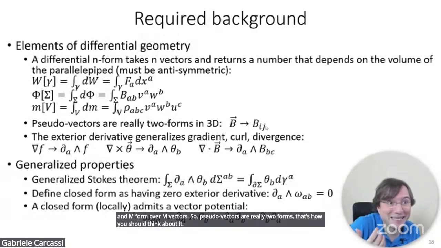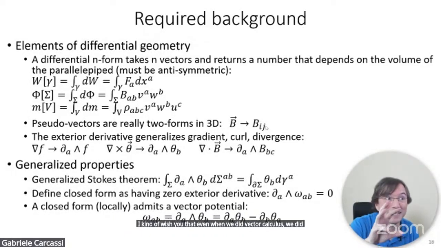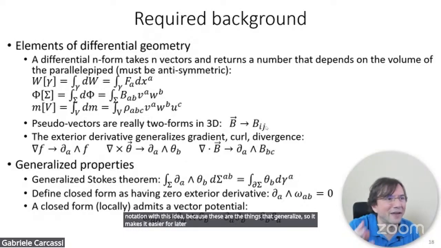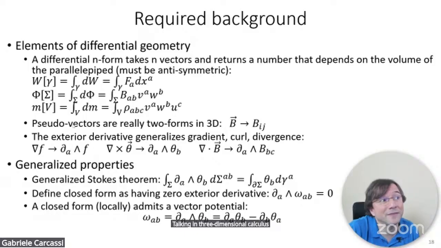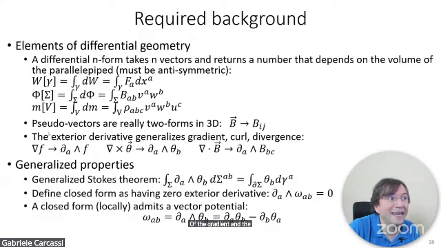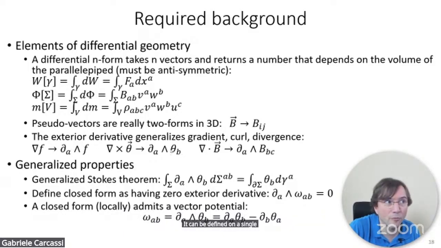I kind of wish that even when we did vector calculus, we did it in this notation with this idea, because these are the things that generalize, so it makes it easier for later. But there are some advantages when you're only stuck in three dimensions with vector calculus. But then there is the notion of an exterior derivative that is basically a generalization of the gradient, the divergence and the curl. And it can be defined on, for example, a simple scalar function. And this basically is the gradient. It can be defined on a single one form, and it gives you a two form, which is the curl.